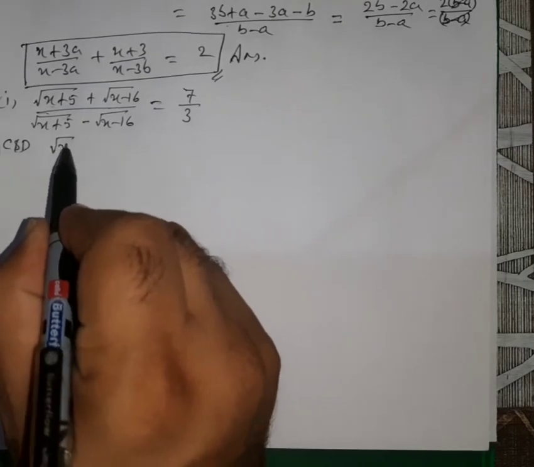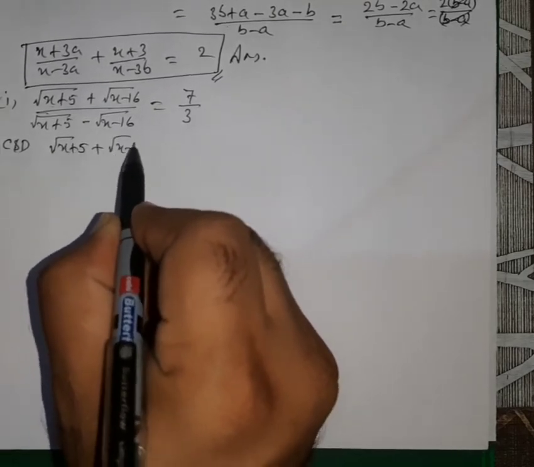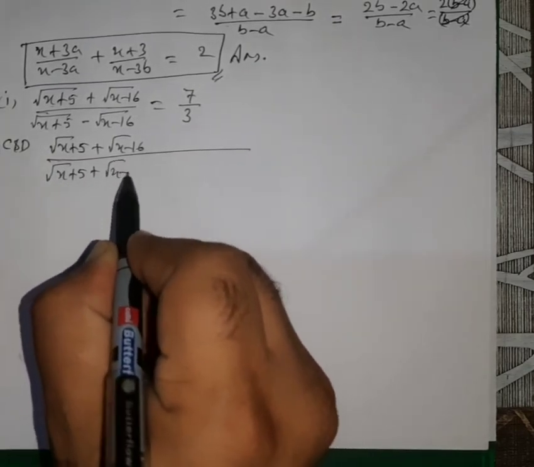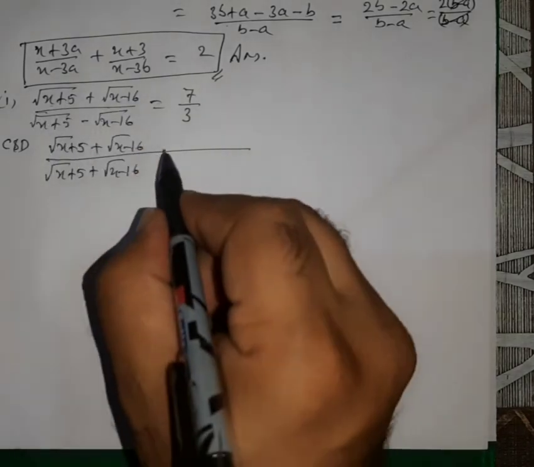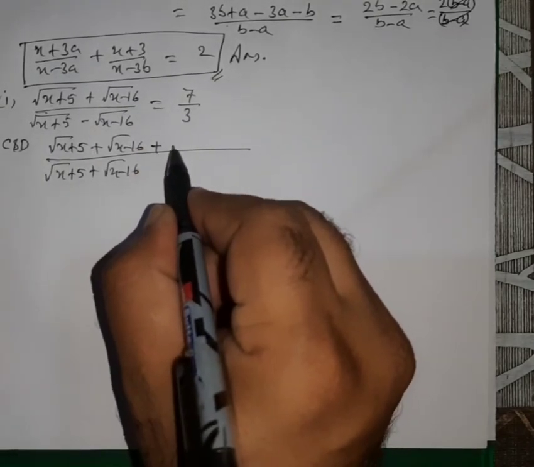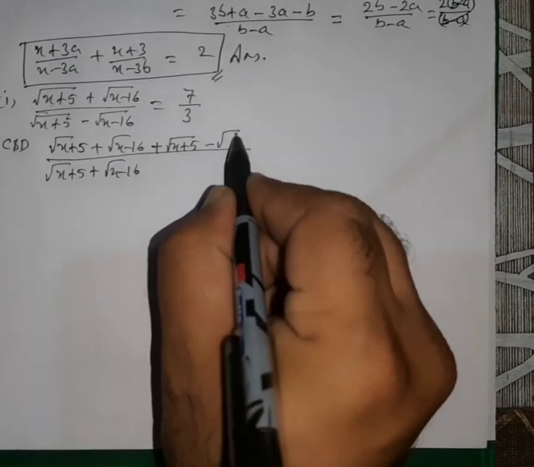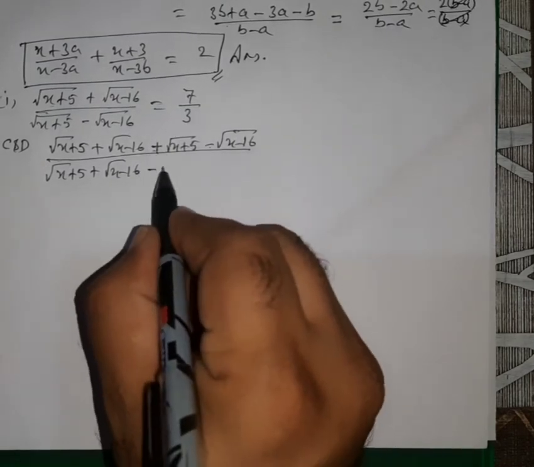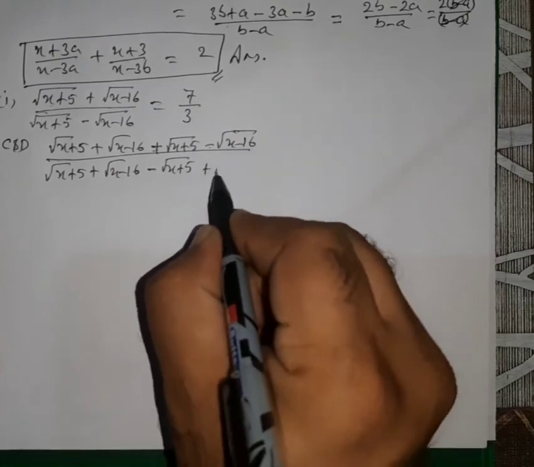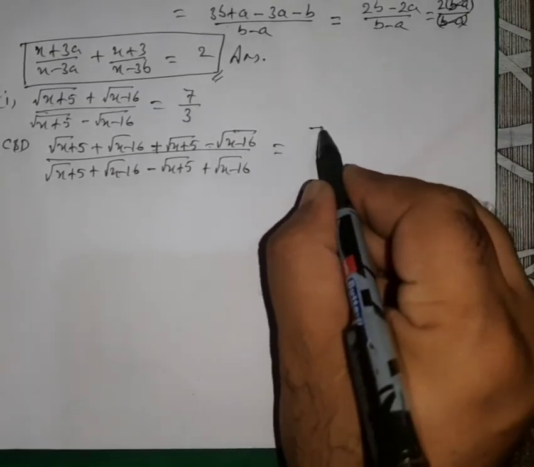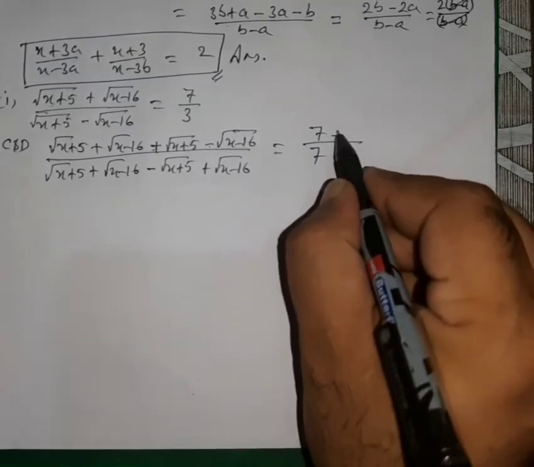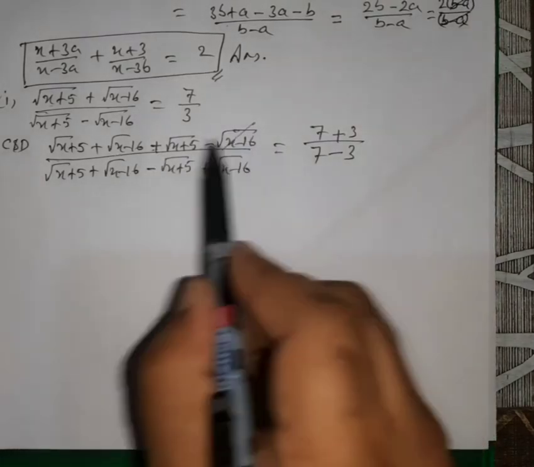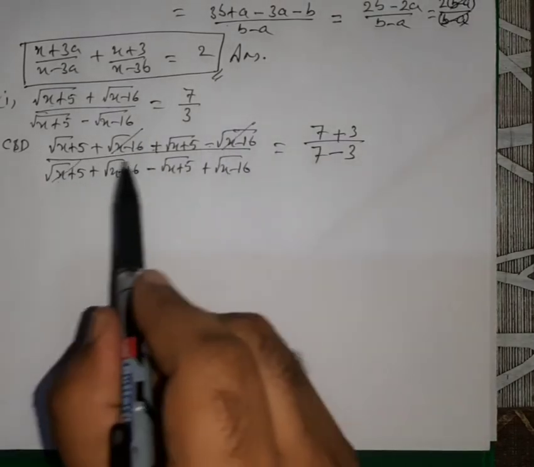So this will be (root of x + 5 + root of x - 16) over (root of x + 5 + root of x - 16). So this numerator will be repeated first, then we will add the denominator. So this will be root of x + 5 - root of x - 16, and now we have to subtract. This means we will change both these signs. So this will be - root of x + 5, and this will be + root of x - 16, and similarly on the right side 7 over 7. The denominator will be added and then subtracted. Now from the numerator these two will get cancelled, and from the denominator these two will get cancelled.